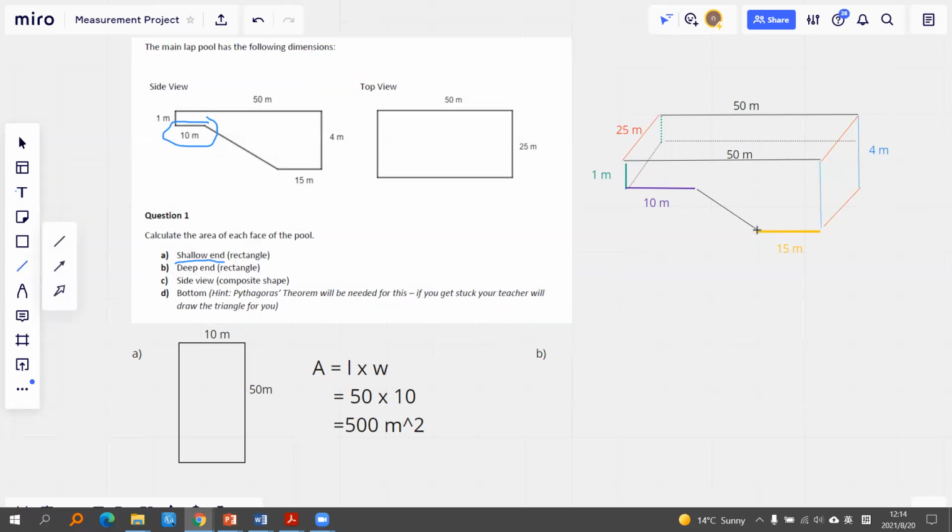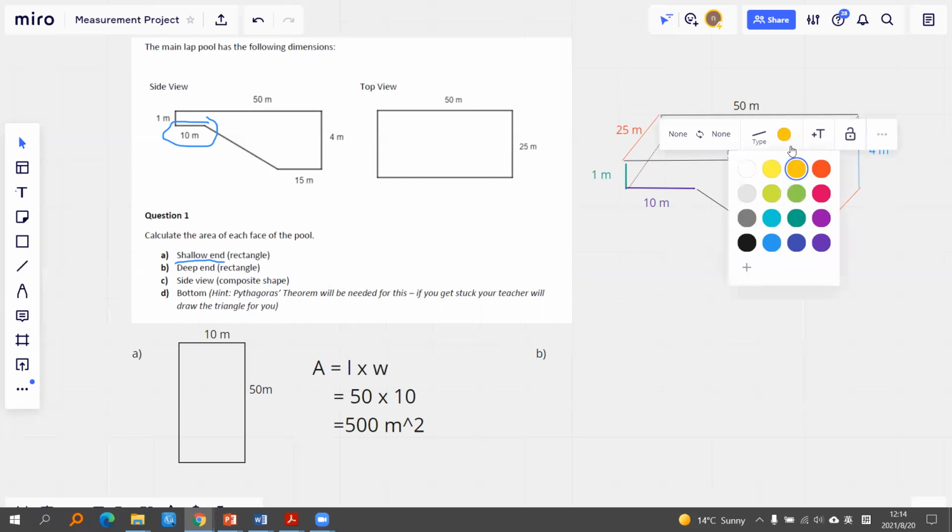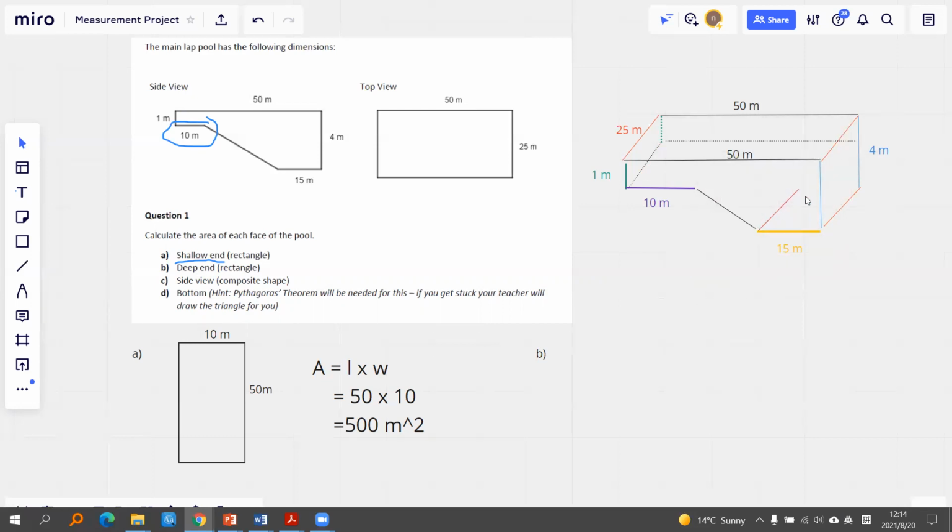So for the deep end, I'll try to draw the deep end. Let me have a try. For this one, I change this color to red because I think this one is red. And for the type, I just make it the same. Oh, what is this color? So that's the color. That's 25. And I need to make the line dashed because it cannot be seen. So that's also 25.